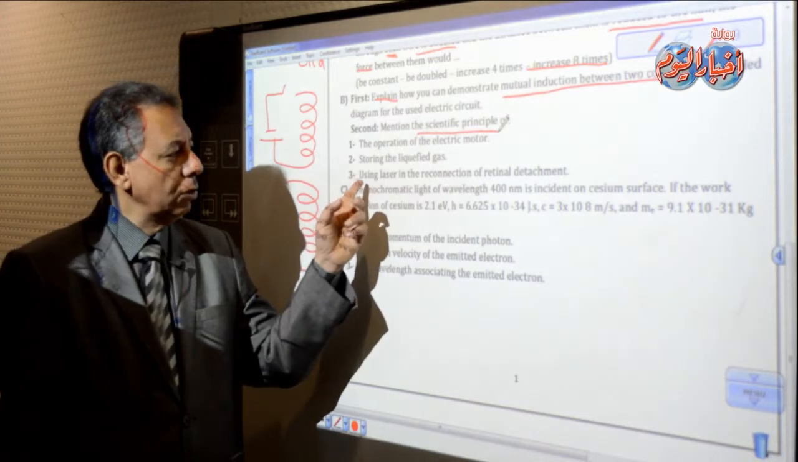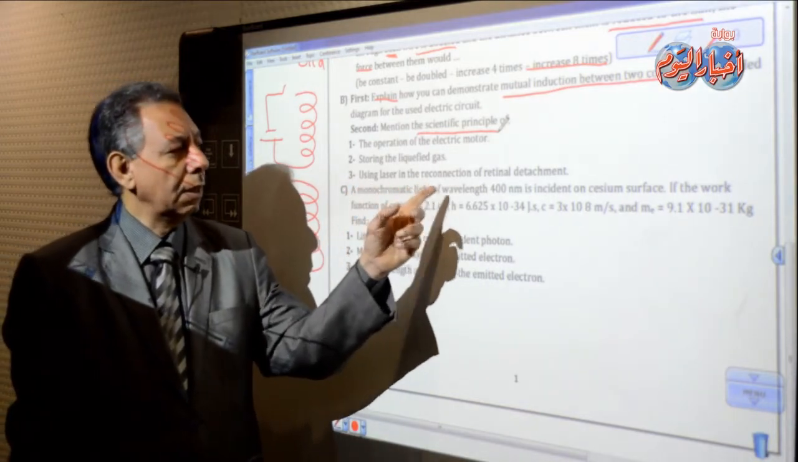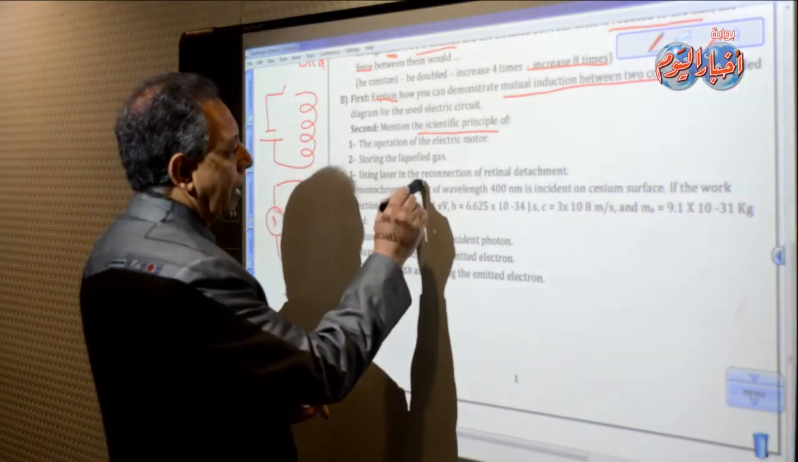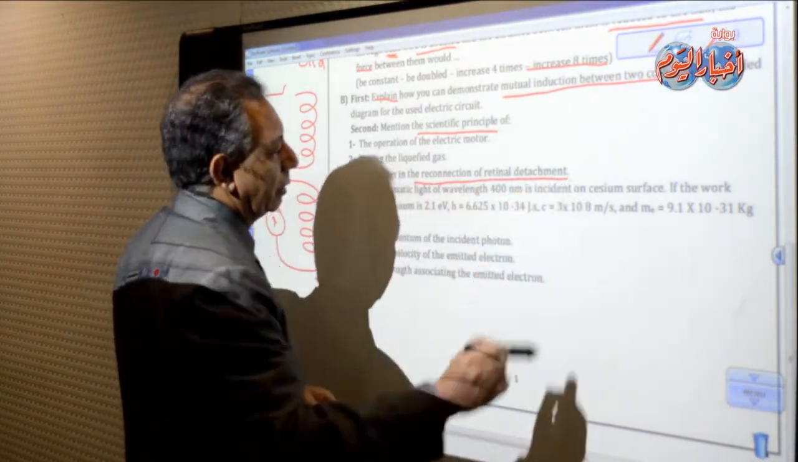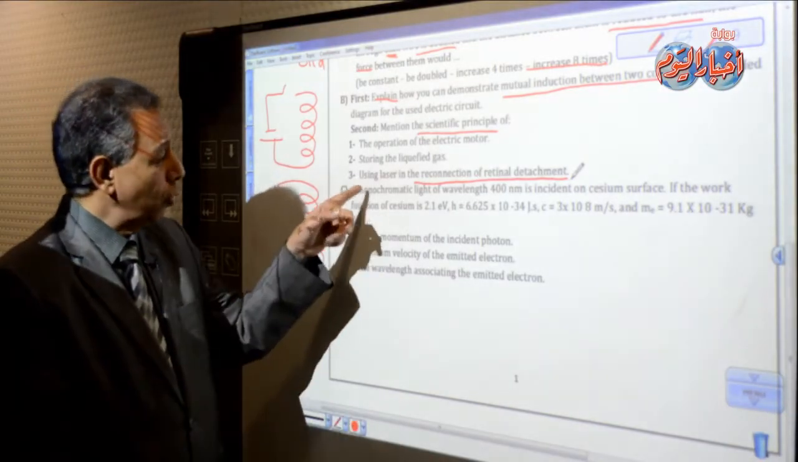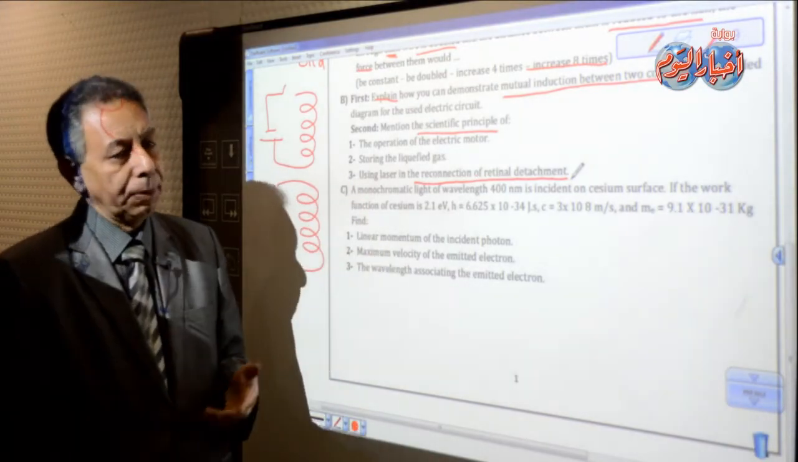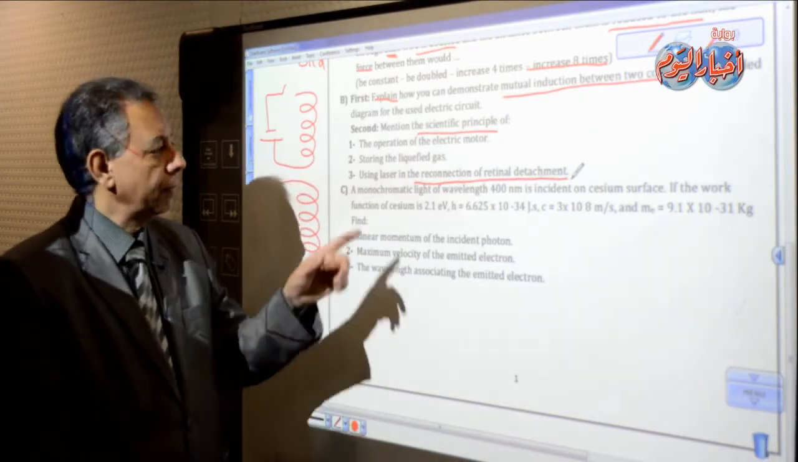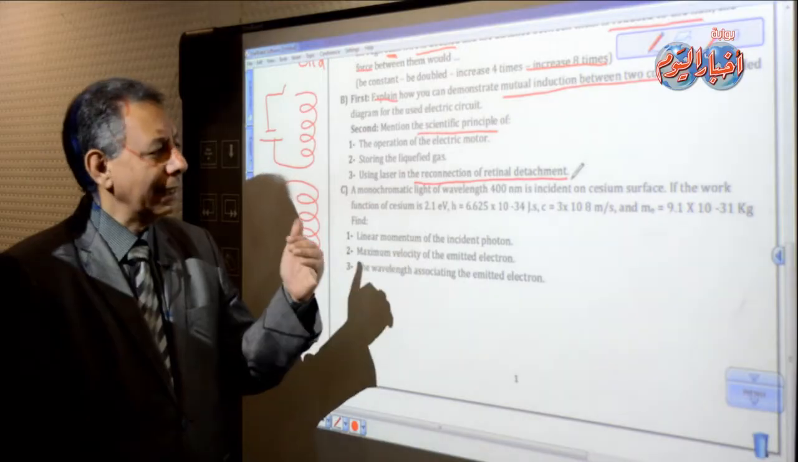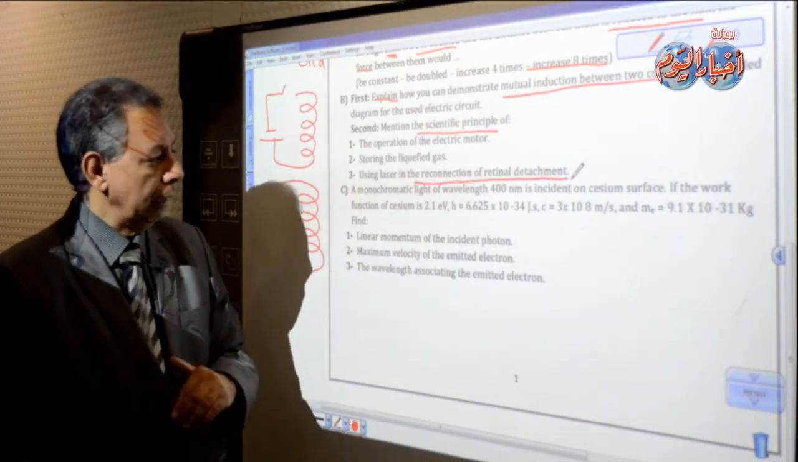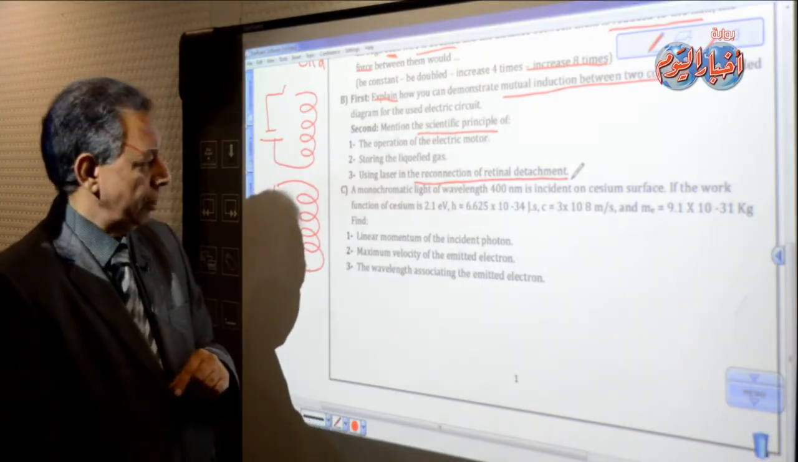The last point here, using laser in the reconnection of retinal detachment. Of course, you know that sometimes the retina becomes detached from the underneath layer. So what is the idea of using laser? Yes, right. The thermal effect, that is the answer. The thermal effect of laser can cauterize the retina to the underneath layer at the point of detachment.